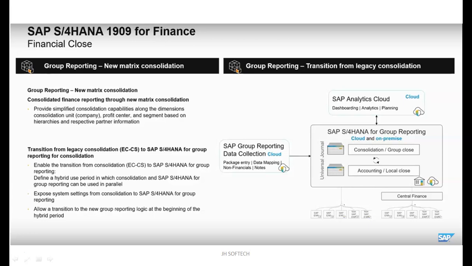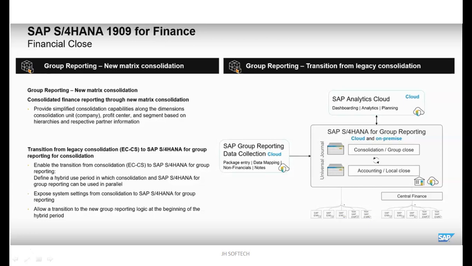So intercompany reconciliation and matrix consolidation were the two hurdles addressed in the latest SAP S/4HANA 1909 release, wherein group reporting supports intercompany reconciliations and matrix consolidations. If you can see here, the consolidated finance reporting through new matrix consolidation provides simplified consolidation capabilities along with the dimensions consolidation unit, profit center and segment, based on hierarchies and respective partner information.